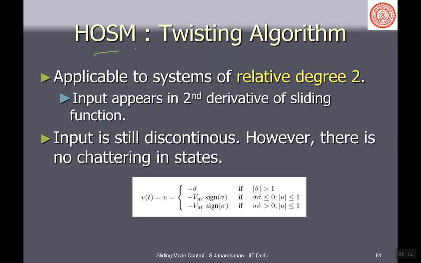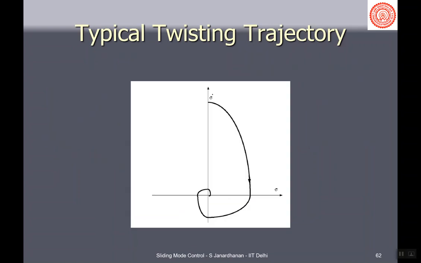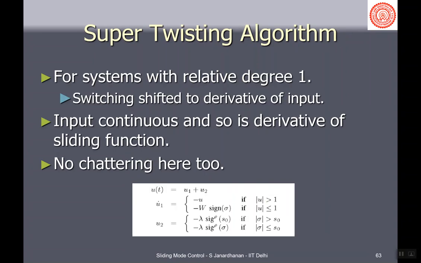This higher order sliding mode, or second order sliding mode, has come up with two different strategies. One is for systems where the sliding function is of relative degree 2. I had talked about the relative degree concept briefly earlier. That is, the input appears in the second derivative of the sliding function, and in this case the input is discontinuous. However, again there is no chattering in the states, and if you plot the sliding function versus its derivative, you have something like this. You see that both of them are actually continuous.